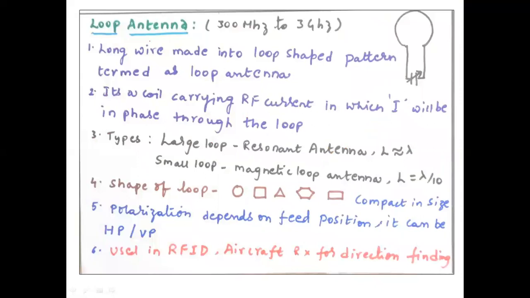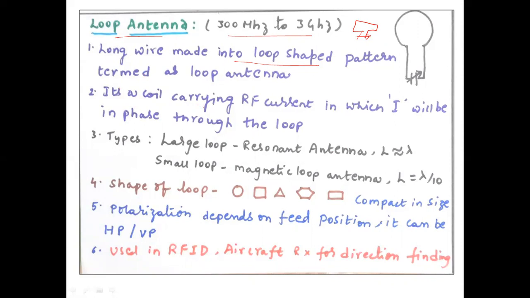Next antenna we are having is the loop antenna. The loop antenna's operating frequency range is 300 MHz to 3 GHz. It is simply a long wire which is made in the shape of a loop. You can see here, I have just given the example of a circular loop antenna, as well as we are having so many different types of loops: square, rectangle, triangle. So many geometric forms of this loop antenna are available.